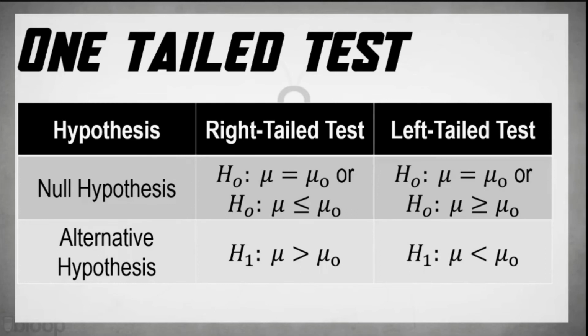So, ganun din sa left-tailed natin. Sa left-tailed natin, so, equal at saka greater than or equal to kasi left-tailed tayo. Pag left-tailed naman, yung alternative hypothesis, ang symbol niya ay nakaturo sa left. Yan. Okay? So, that's it. Alright? So, next.